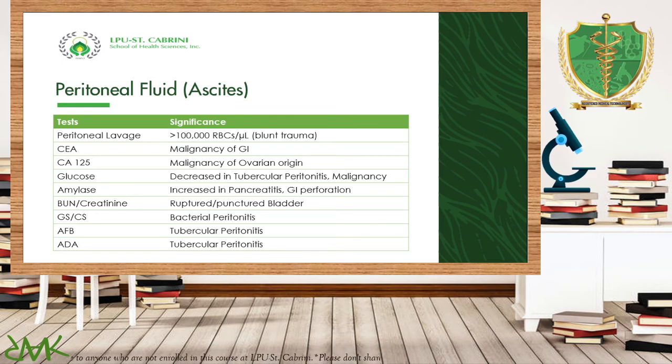BUN and creatinine increased is an indication of a ruptured or punctured bladder. GSCS, Gram stain and culture sensitivity, of course, is an indication of bacterial peritonitis. While AFB and ADA are for tubercular peritonitis, caused by Mycobacterium tuberculosis. Remember, guys, that Mycobacterium tuberculosis can't be distinguished from a simple Gram stain because the cells of Mycobacterium tuberculosis will not have an affinity with Gram staining. That's why we are using acid-fast stain or acid-fast bacilli stain.